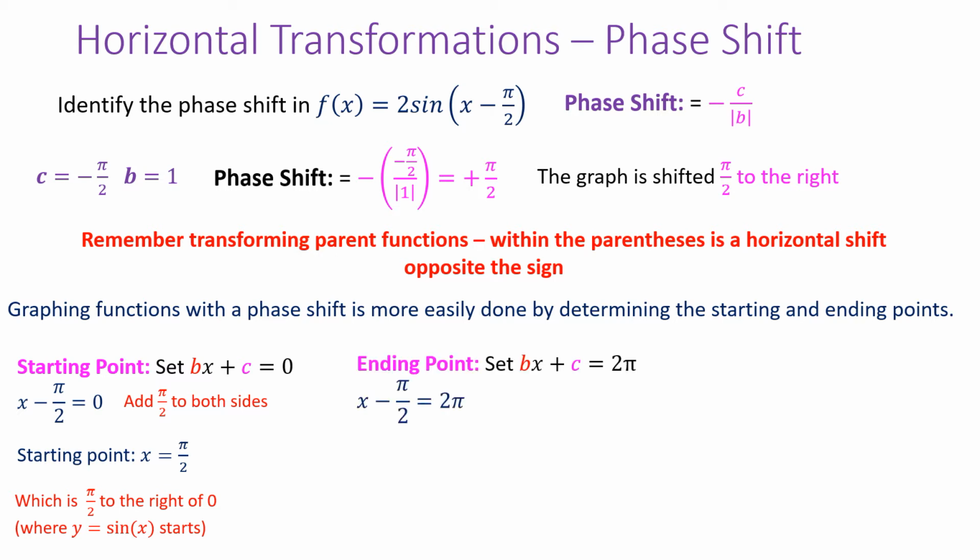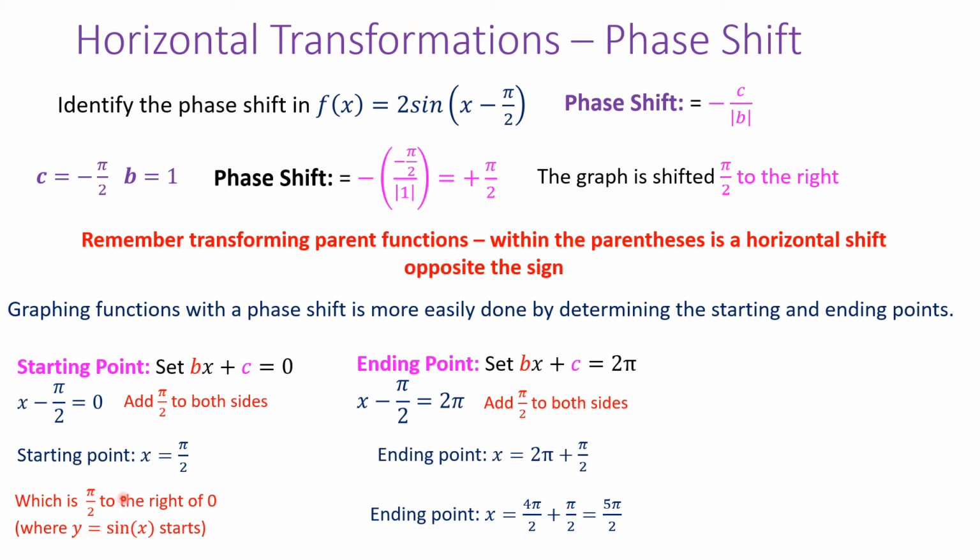Take the inside of the parentheses, set it equal to 2 pi. x minus pi over 2 equals 2 pi. Add pi over 2 to both sides. Now we get the ending point at 2 pi plus pi over 2. This involves adding fractions, and adding fractions in the form of radians, our favorite thing to do. So 2 pi, remember, with a denominator of 2 is 4 pi over 2. So our ending point happens at 4 pi over 2 plus pi over 2, or 5 pi over 2.